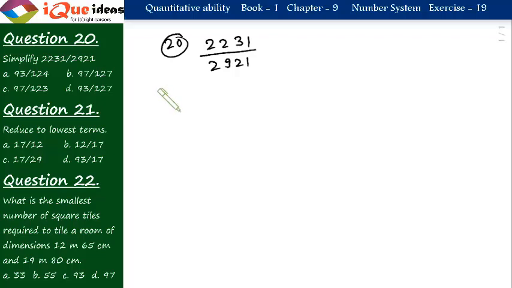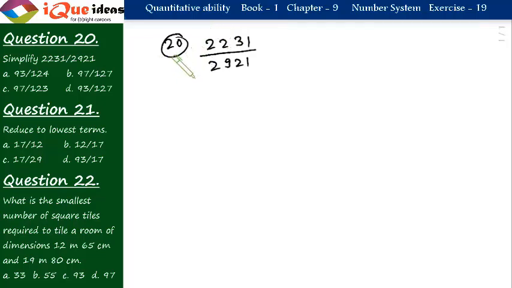Now 93 is divisible by 3 and that is there in the numerator. That means the original numerator must be divisible by 3. Let's check. So 2231, that is 2 plus 2, that is 4, plus 3, 7, plus 1, that is 8. It is not divisible by 3. Hence, in the answer, we cannot have 93 in the numerator.